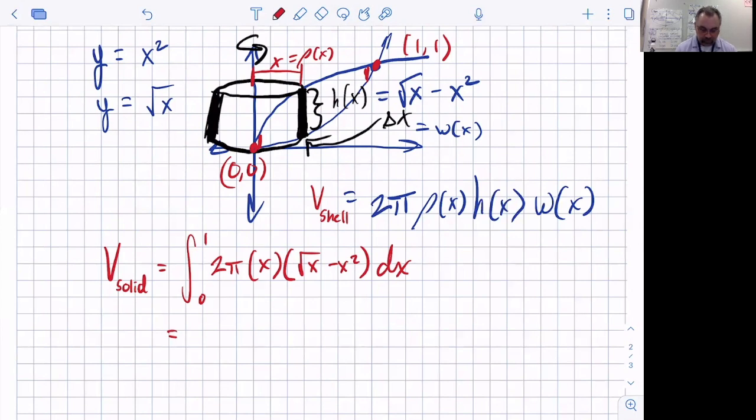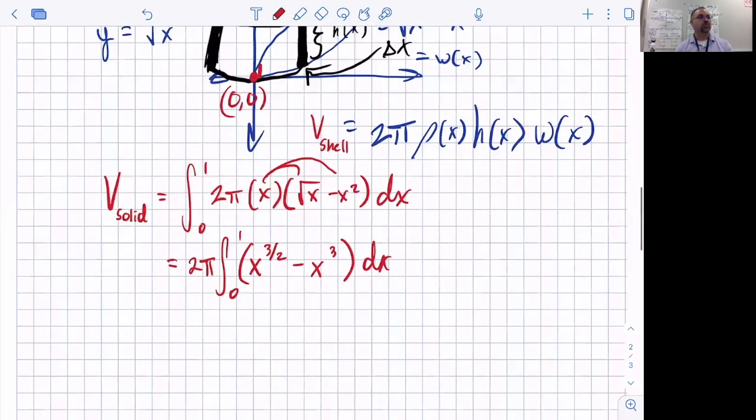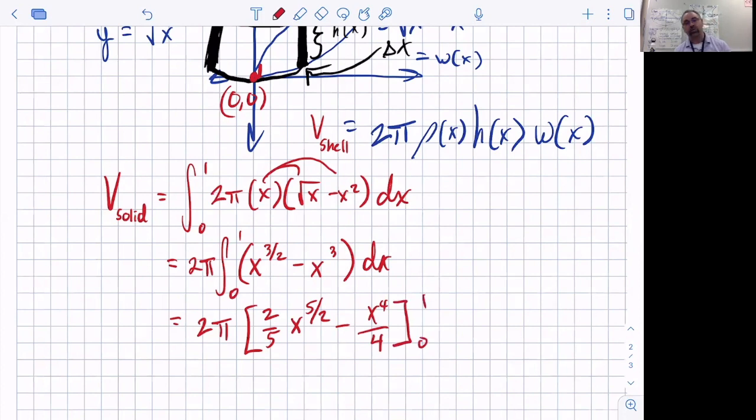Now, notice we take the 2 pi out, right? It's a constant. And so now I just have the integral from 0 to 1 of x to the 3/2 minus x cubed when I distribute my x in there. And voila, we have integrated. So we get 2/5 x to the 5/2 minus x to the 4th over 4 on the interval 0 to 1.